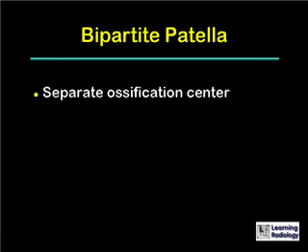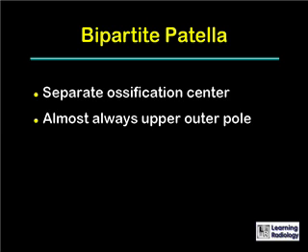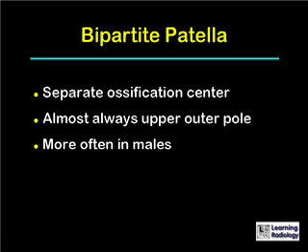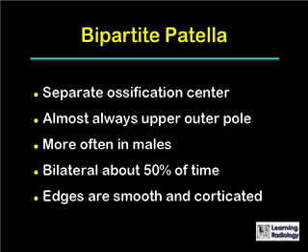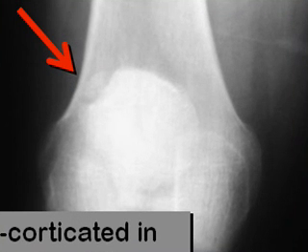Patellar fractures. A bipartite patella is not a fracture. It's an anomaly that is common. It involves a separate ossification center that is almost always in the upper outer pole of the patella. It occurs more often in males. It is bilateral about 50% of the time, and the edges of the bony fragment are smooth and well corticated. This is an example of a bipartite patella. You can see that the bony fragment is well corticated, it's smooth, and it occurs in the upper outer aspect of the patella.